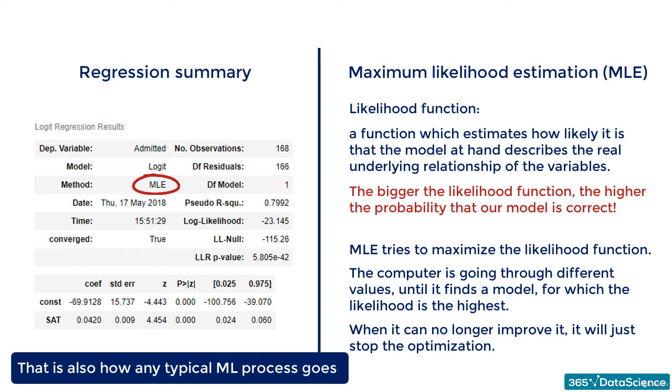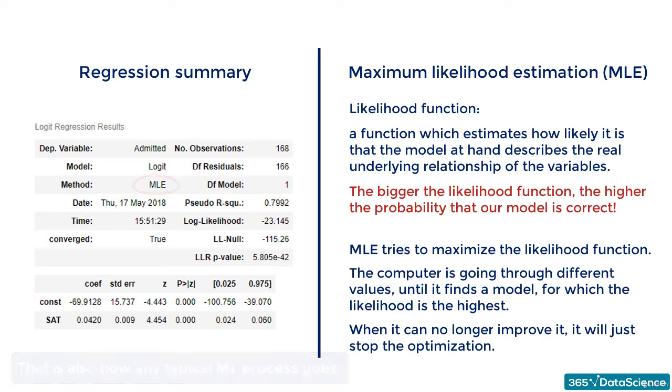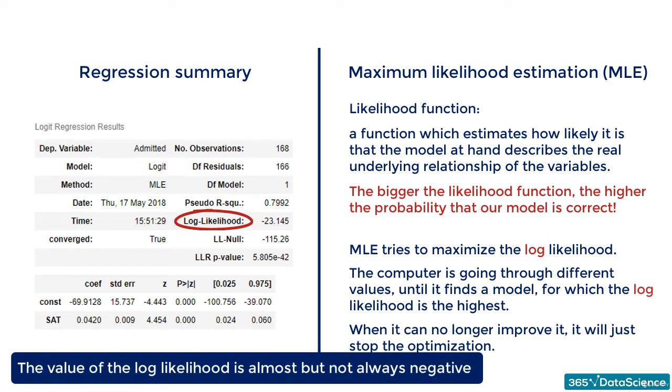Okay. The next new term is log likelihood. Now that you know what likelihood is, it is time to tell you that it is much more convenient to take the log likelihood when performing MLE. Because of this convenience, the log likelihood is the more popular metric. By the way, the value of the log likelihood is almost, but not always, negative, and the bigger it is, the better.